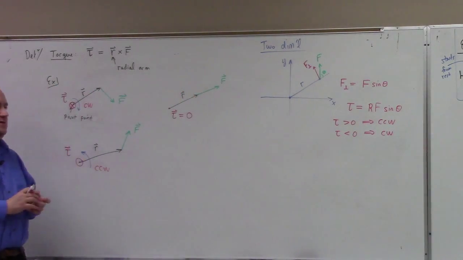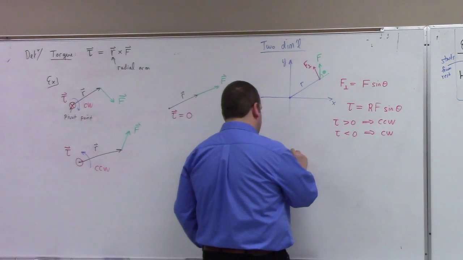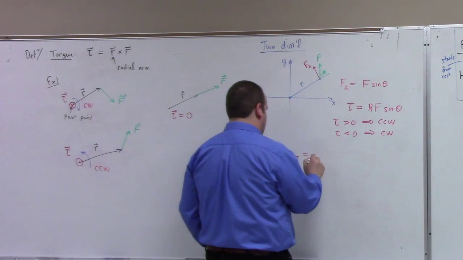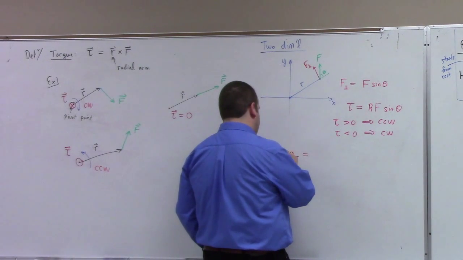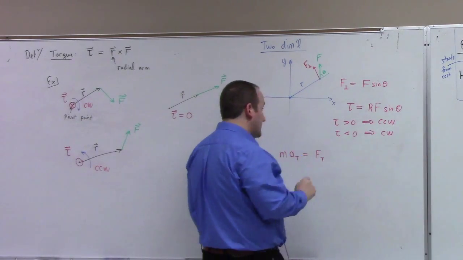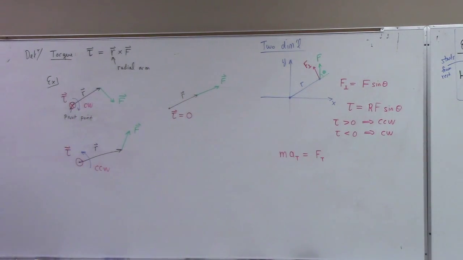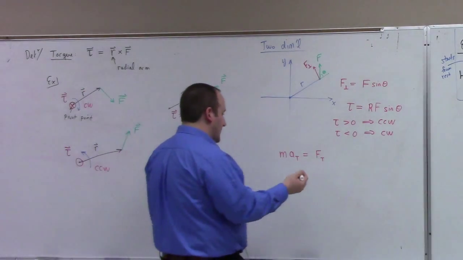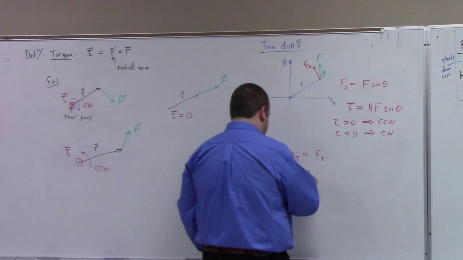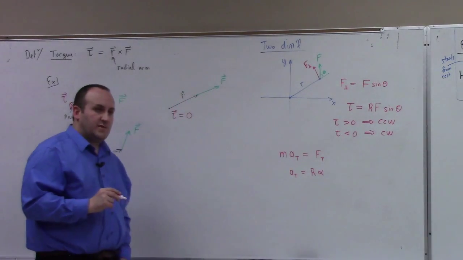So what's the relation between the tangential acceleration and the torque? Remember, the mass times the tangential acceleration should be the force in the tangential direction, right? That's just Newton's second law in the tangential direction, supposing that the force producing the torque is all that's there. So what does this tell us about the angular acceleration? Remember, a_T is equal to what? It's equal to the radius times the angular acceleration alpha. So what does that say about torque?